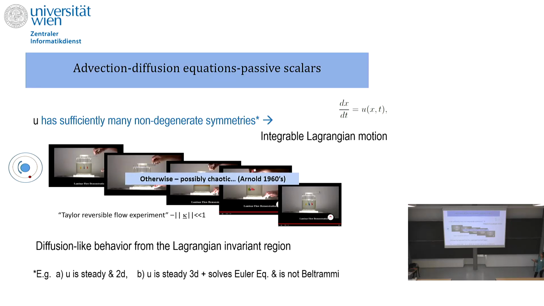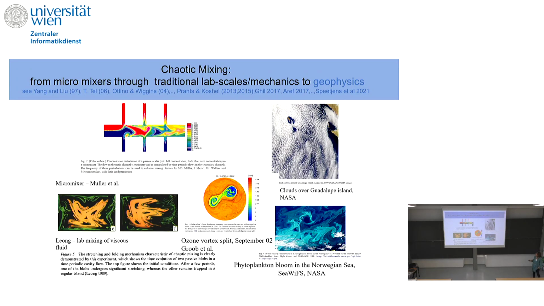But otherwise, if there are no such symmetries, then the solution to this ODE can be chaotic. This was already realized by Arnold in the 60s, that when the particle paths of this velocity field are chaotic, something very strange is going to happen to the mixing. Okay? And since Arnold's paper in the 60s, there were many works that showed such beautiful pictures in which you see that even though the velocity field, in all these examples, I guess, except maybe the ocean in which you don't know, these are lab examples in which the velocity field is very simple.